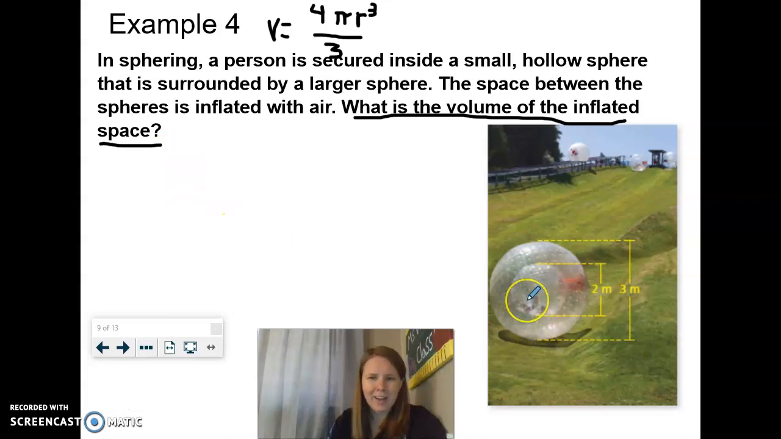So I actually really would love to do this. This sounds like so much fun. It's like basically a giant hamster ball.